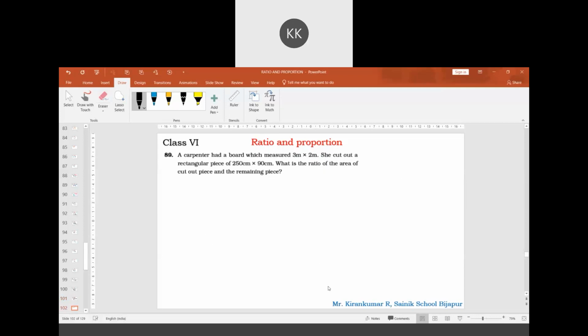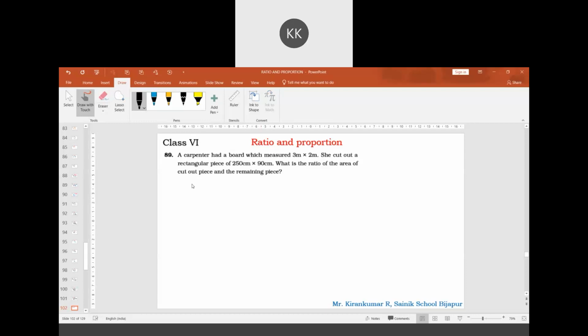Now the last question of the exercise, the 89th question. A carpenter had a board which measured 3 meter into 2 meter. She cut out a rectangular piece of 250 centimeter by 90 centimeter. What is the ratio of the area cut out and the remaining area? Find the total area first. Then we can find out the area which is cut off and the remaining. It's simple.